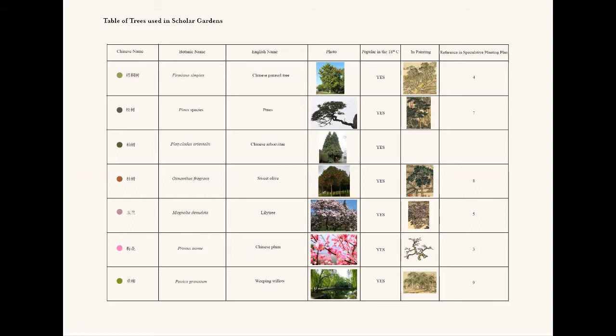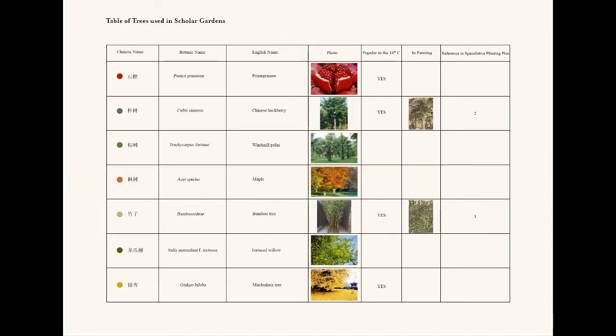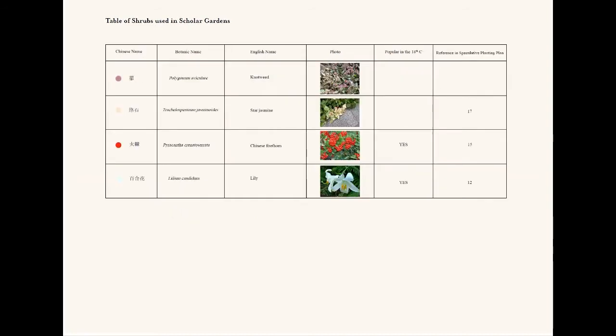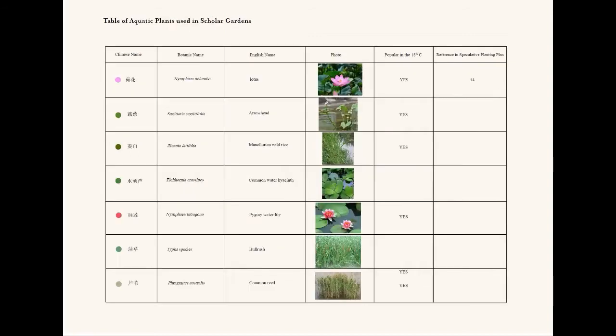Therefore, I did a planting analysis. The table includes Chinese name, botanical name, English name, the photos, and I researched which plants were popular in the 18th century garden, and I also identified all the plants shown in the painting as well. And the last column is a reference number in the planting plan. Our next picture also is the trees, and then shrubs, more shrubs, and even more shrubs. I did a lot of shrub analysis because there are no shrubs in the painting, but they are mentioned in the historical documents. And then there are the climbing plants and aquatic plants.